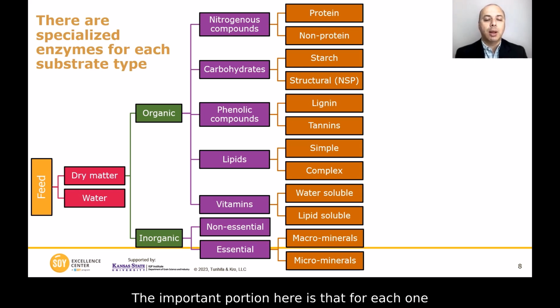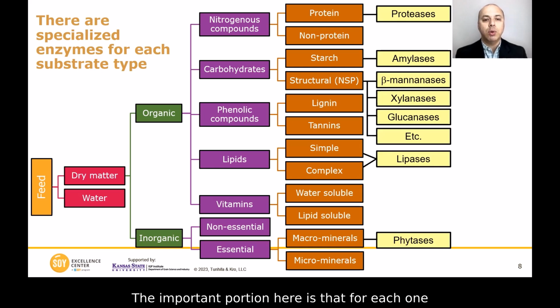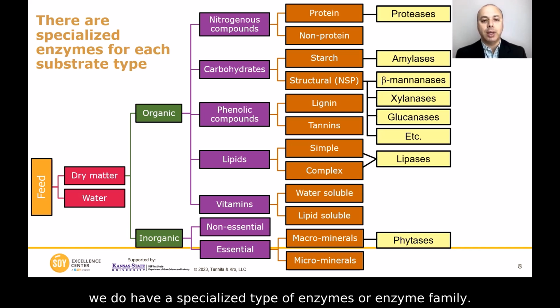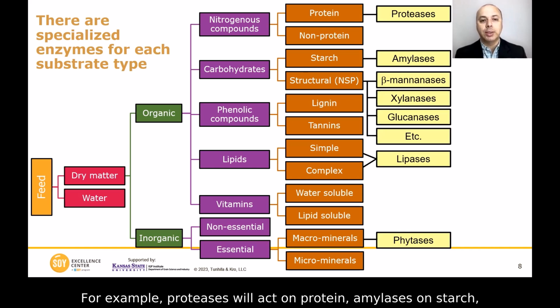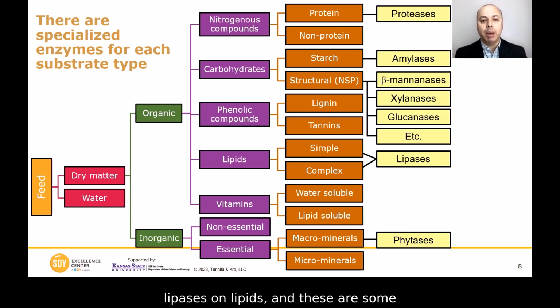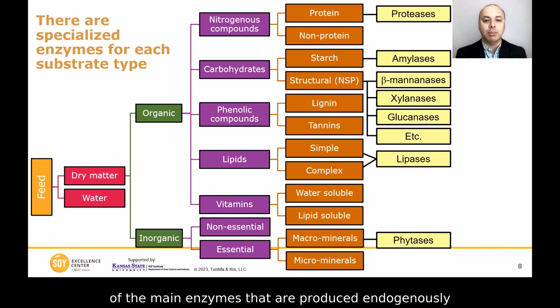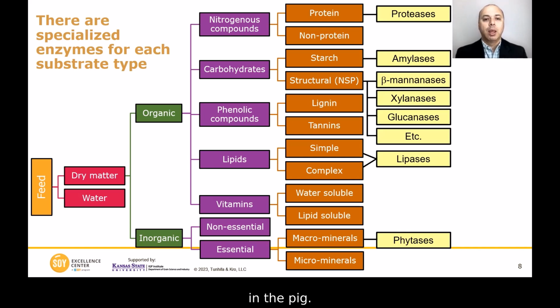The important portion here is that for each one of these great categories that we have here, we do have a specialized type of enzymes or enzyme family. For example, proteases will act on protein, amylases on starch, lipases on lipids, and these are some of the main enzymes that are produced endogenously in the pig.